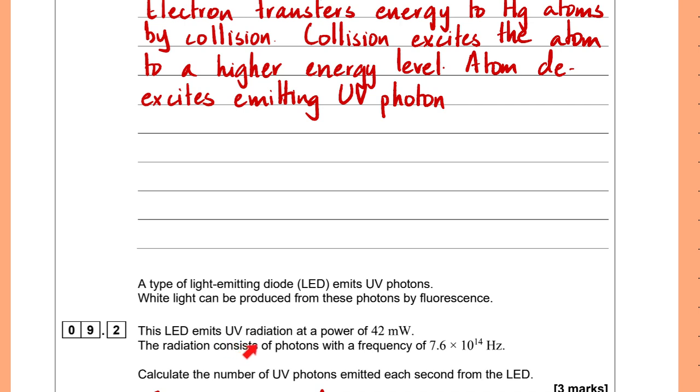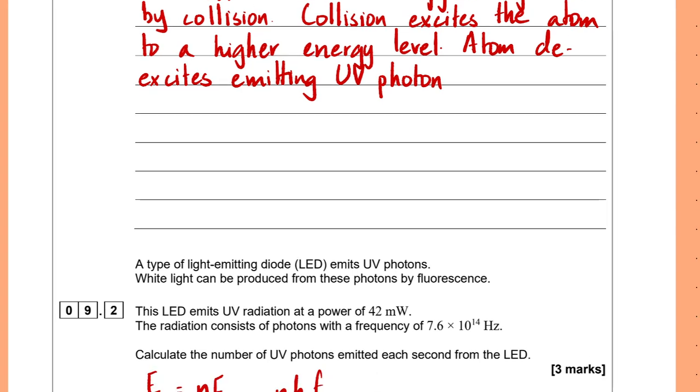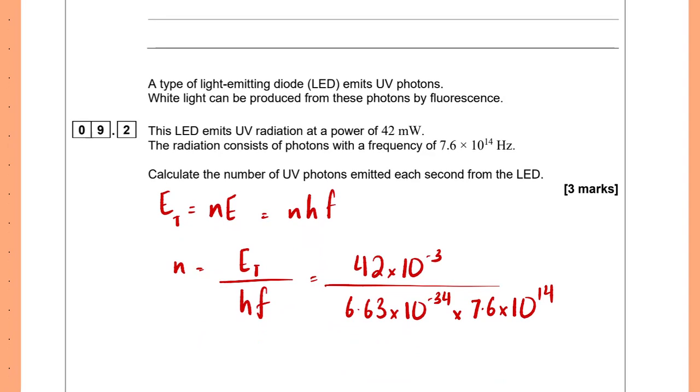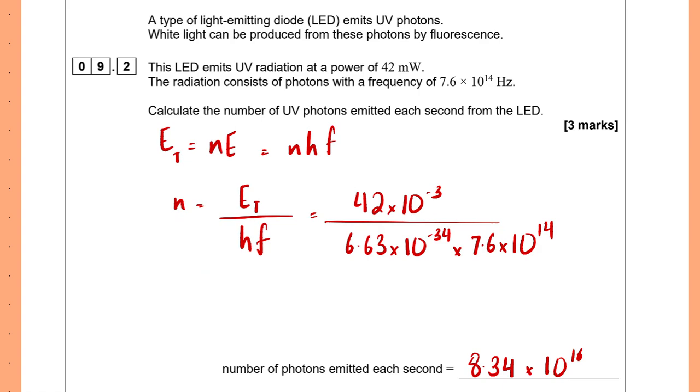The LED emits UV radiation at a power of this much. So this is basically the total power of all the photons, and the frequency of a photon is given, so you can find the energy of one of these photons. So I write that formula like this. So ET, the total energy, is the number of photons times the energy of one photon, which I can calculate using hf. And I need N, so I just make that the subject, plug in the values, and find the number of photons.